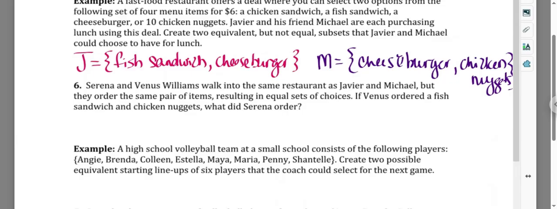the kind of element. So Serena and Venus walk into the same restaurants, but they order the same pair of items, resulting in equal sets of choices. If Venus ordered a fish sandwich and chicken nuggets, what did Serena order? Again, making sure we know the difference between equal versus equivalent. And we'll finish these last three when we get back from lunch.